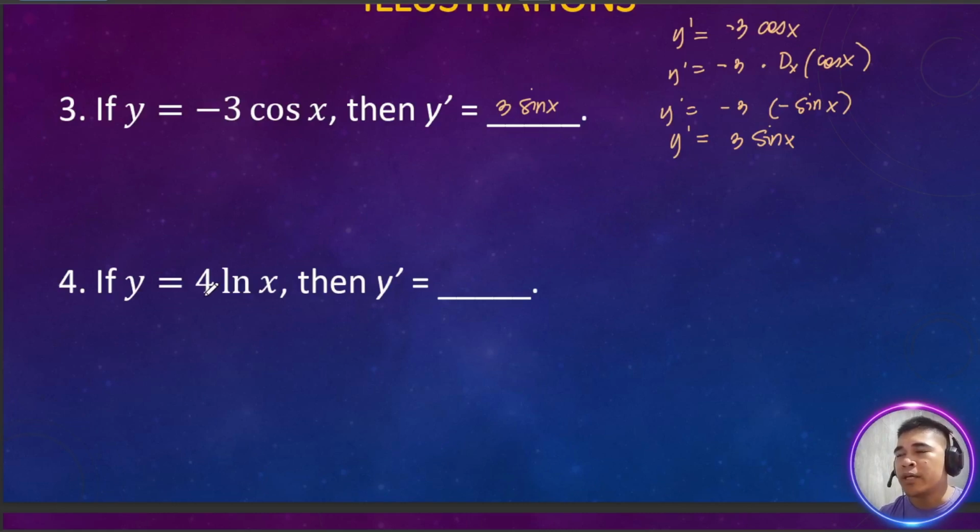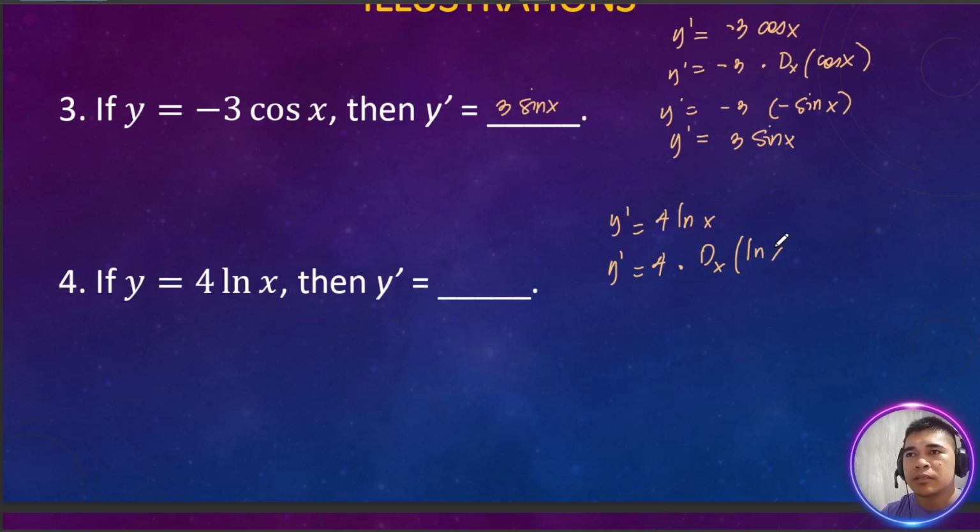Next, if y is equal to 4 times ln x, then find y prime. So y prime is equal to the derivative of 4 ln x, equals 4, the constant, times the derivative of ln x.